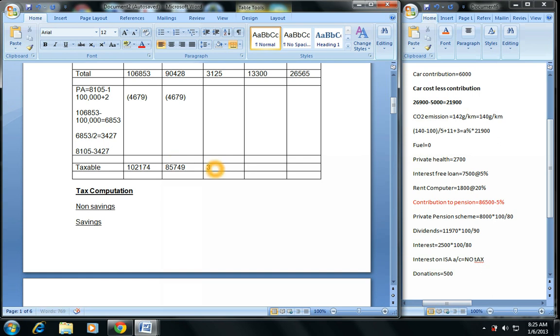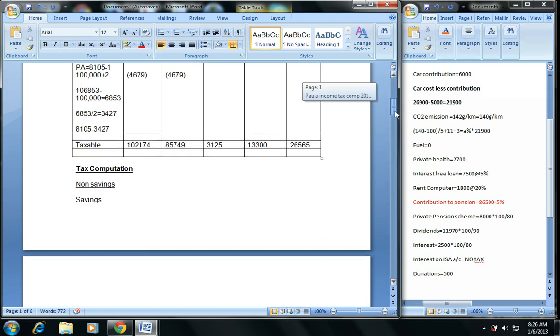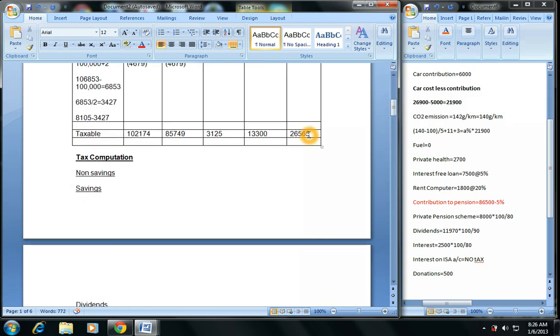And this direction remains the same. Put the total together. Now these are the things that we're going to tax. We tax non-savings income first, then we tax interest, then we tax dividend. Then later we add all of them together, and we subtract the tax she paid the whole year. That'll be our next stage.